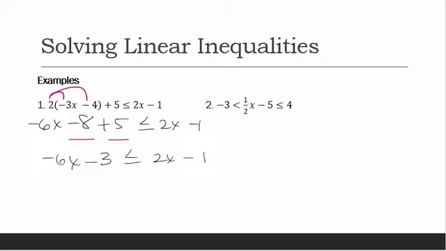We want to move the x terms together and the constants together. So I'm going to move this 2x to the left, so I'll subtract 2x from each side, and at the same time I'm going to move this minus 3 to the right, so I'll add 3. And we get negative 8x is less than or equal to 2. Almost done. Divide both sides by negative 8.